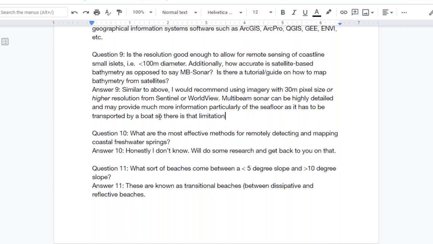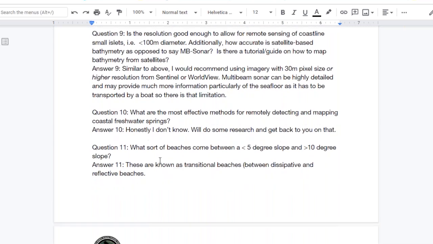What are the most effective methods for remotely detecting and mapping coastal freshwater springs? Honestly, I don't know. I'll have to do some research on that, and I'll get back to you if I find anything that is particularly useful for this.